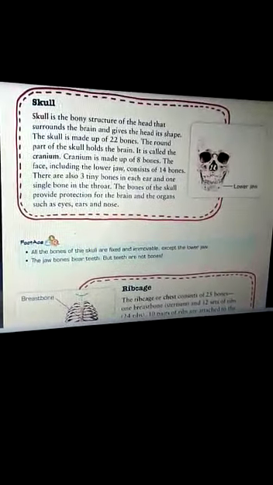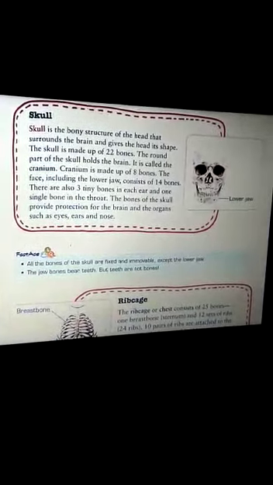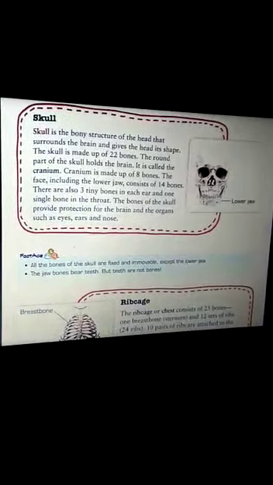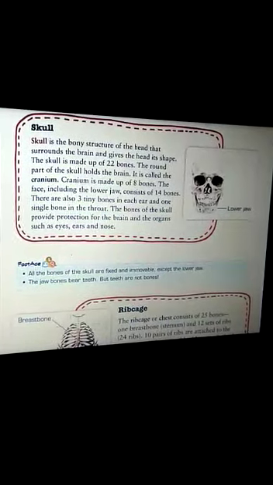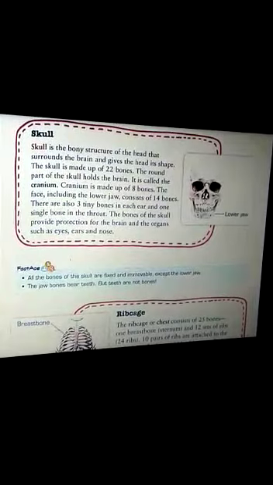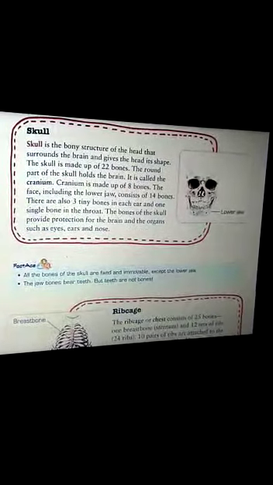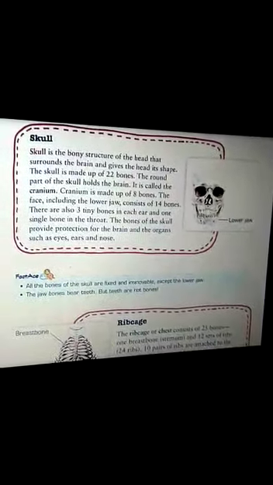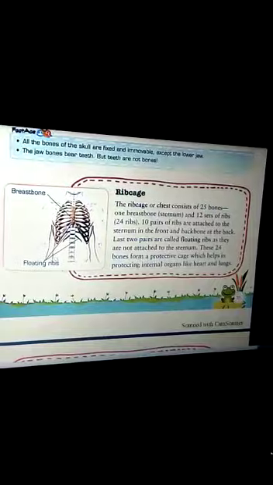We talked about the skull, the bony structure that protects our eyes, ear and nose, and it is made up of 22 bones. And our cranium box, the upper part of the skull, protects our soft brain, and all our eyes, ear and nose are protected by the skull.